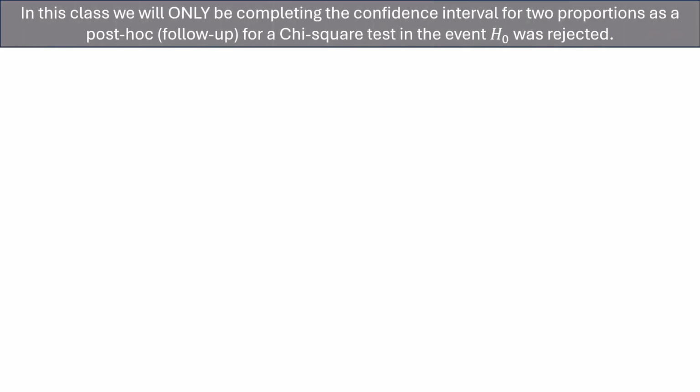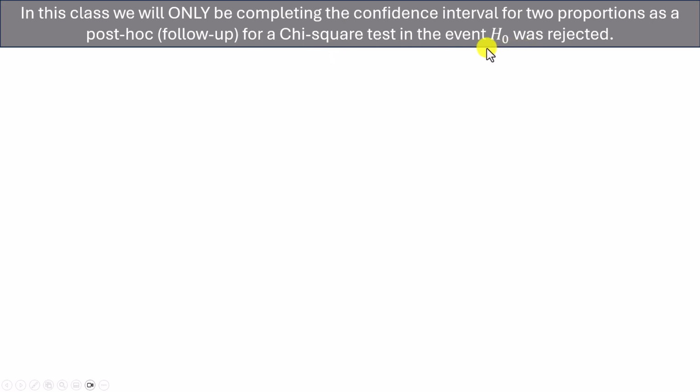Okay, in this class, we're only going to be completing this confidence interval for two proportions as a follow-up, sometimes called a post hoc, for the chi-square test. And we will only do this when we reject the null hypothesis. So you might remember in the chi-square test, the null hypothesis is that there's no association between the two variables, and the alternative is that there is an association.